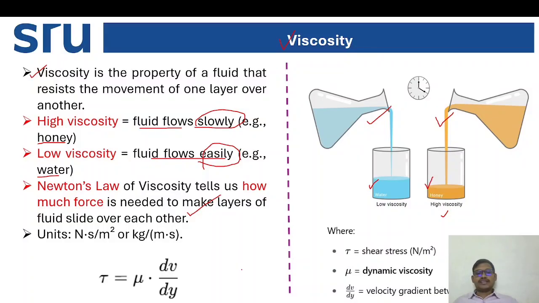In a simple sense, tau is equal to mu into du by dy. This is a standard formula. Tau is the shear stress, that is how much shear stress has happened, in Newton per meter square. And mu is the dynamic viscosity.